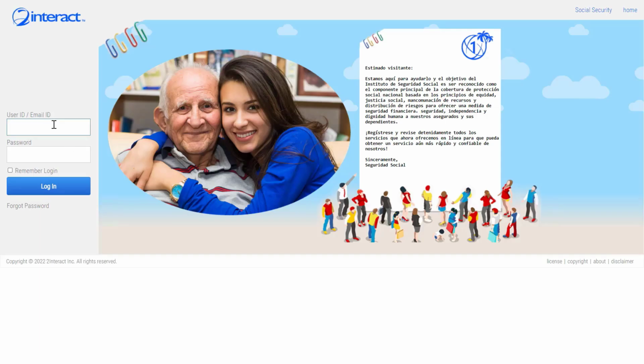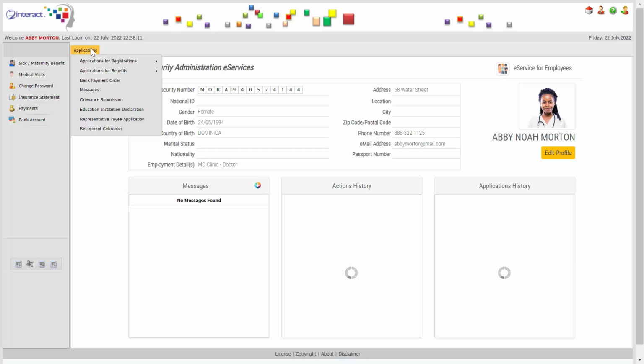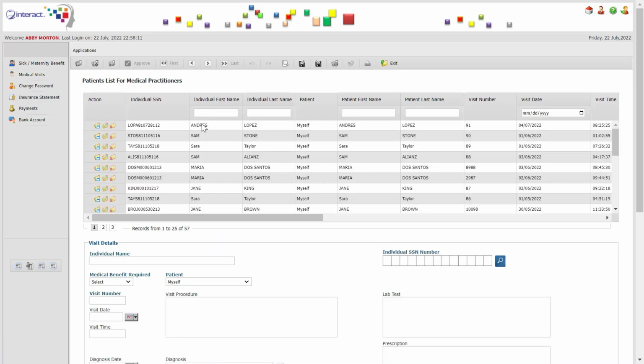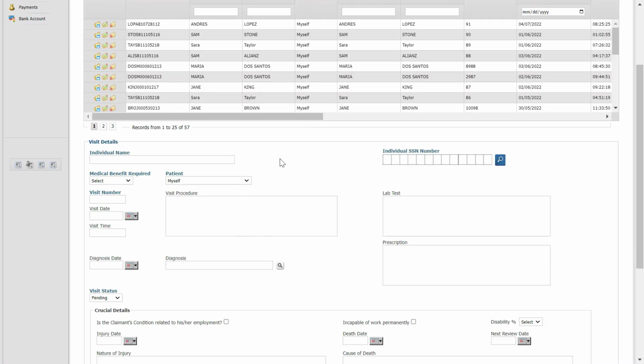Her doctor will be able to go in and process medical visit records for patients and generate the medical certificate that is required by individuals so they can request medical benefits. For the doctor to enter the record for the correct person, she needs to have the Social Security number of the patient. That's the number I copied earlier for Juliana.